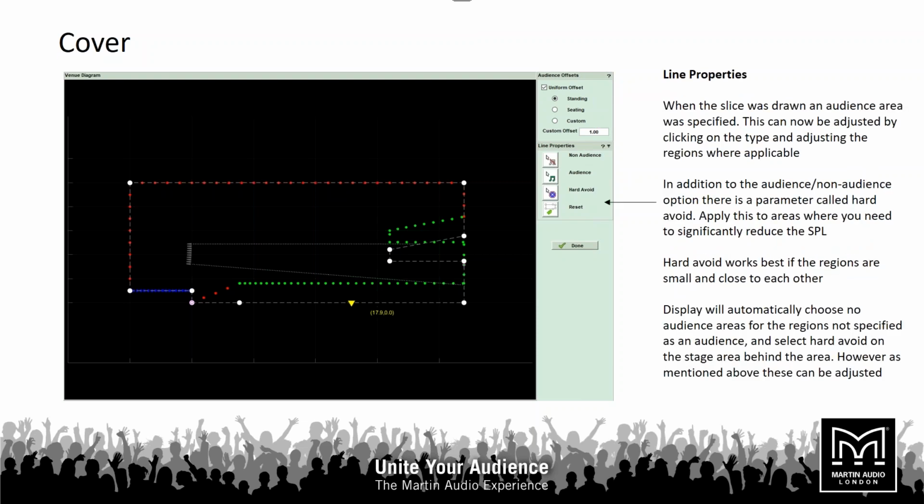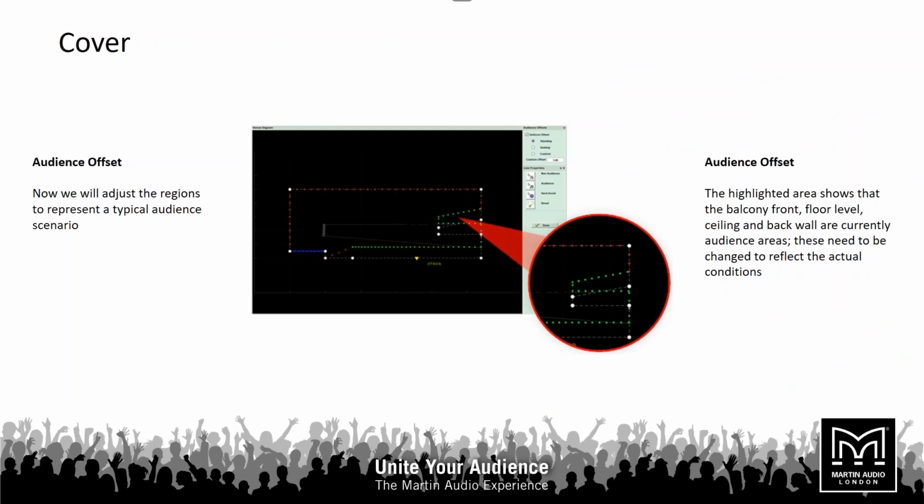When the slice was drawn, an audience area was specified. This can now be adjusted by clicking on the type and adjusting the regions where applicable. In addition to the audience, non-audience option, there is a parameter called hard avoid. Apply this area to where you need to significantly reduce the SPL. Hard avoid works best if the regions are small and close to each other. Display will automatically choose no audience areas for the regions not specified in the audience and select hard avoid on the stage area behind the array. However, as mentioned above, these can be adjusted. We have the audience offset here.